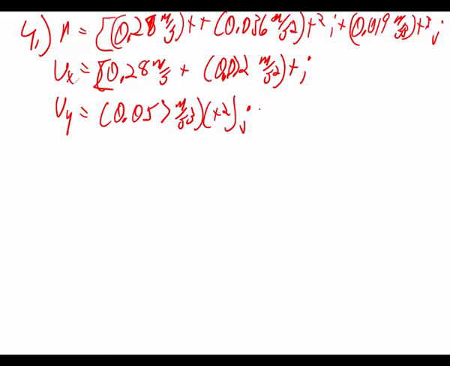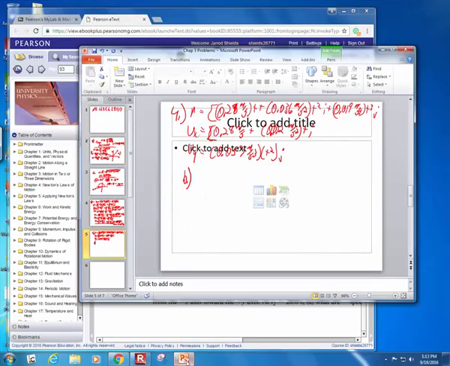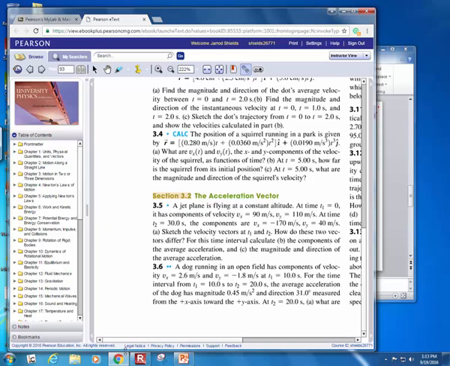Now, what about B part? Has anybody looked at B? What was B? At time 5 seconds, how far is the squirrel from its initial position? Anybody want to tell me what to do?